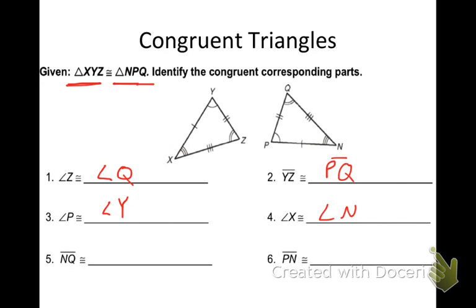Number 5, NQ. So I'm looking at NQ here. What's NQ going to be the same as? That'd be the same as XZ. Nice job. And last one I have is PN. So we look here at PN. What's PN going to be the same as? Maybe YX. Now again, make sure you label these correctly with segment lines above them and angles out in front if they're angles or segments.